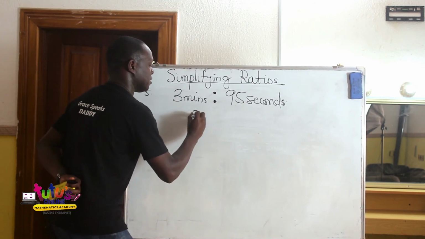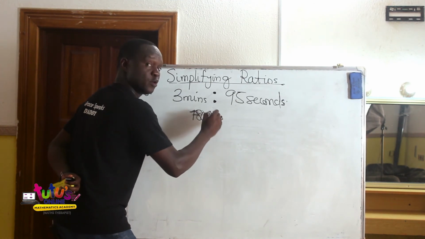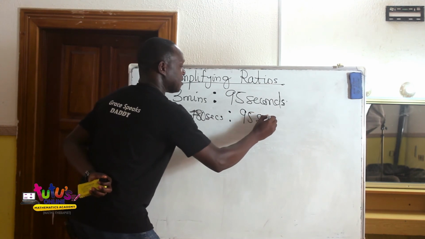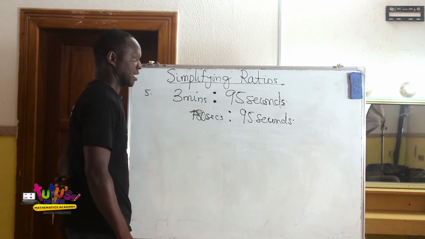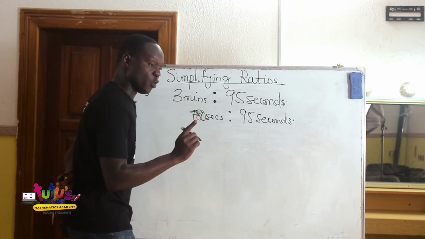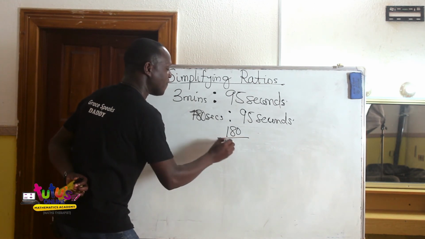So, let's wipe this off. This will now be 180 seconds, ratio 95 seconds. From here, we can now reduce. So first thing you do, what do you do first? Convert to fraction. That will be 180 over 95.